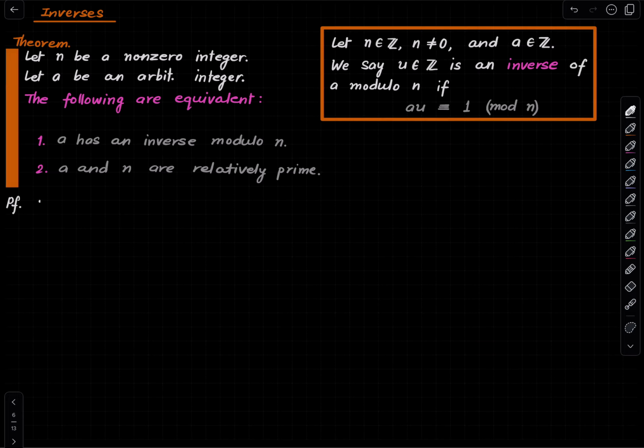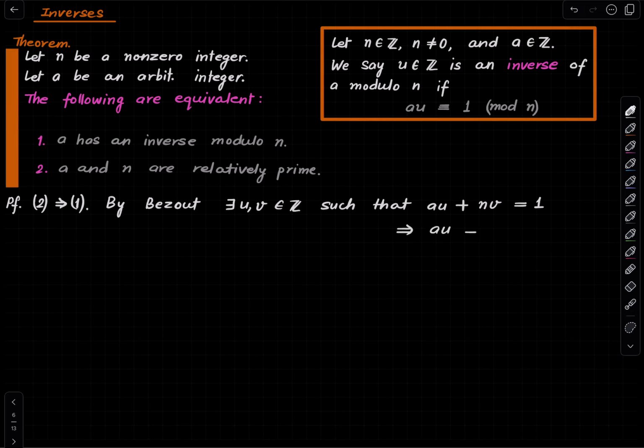So we will just talk about this, and there is not much to write. By Bezout's theorem, there exist integers x and y such that, or I'll write u and v, such that au plus nv equals 1. That implies au is congruent to 1 mod n, and that proves that u is an inverse of a modulo n, and then we are done.